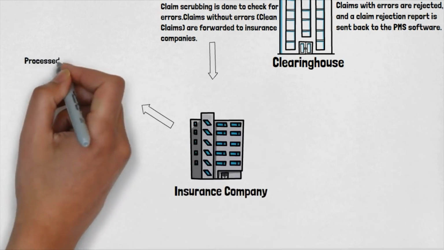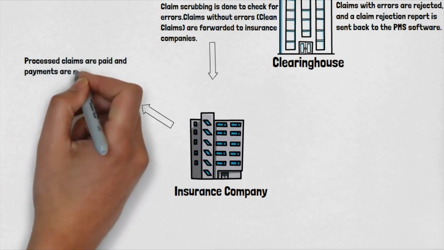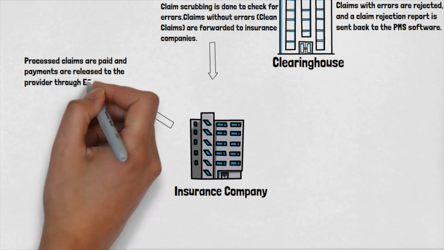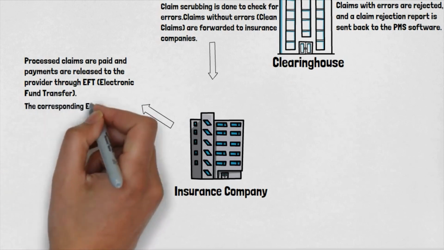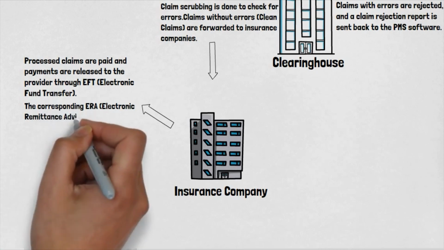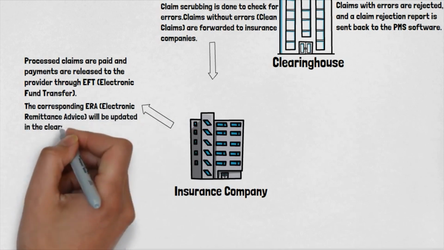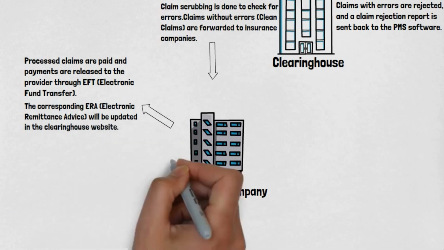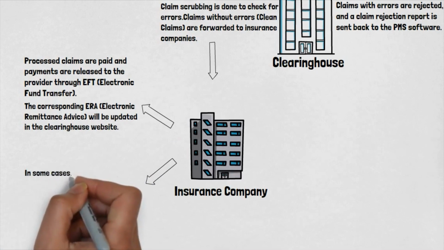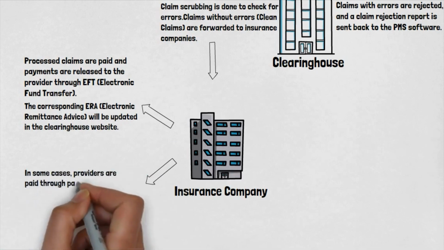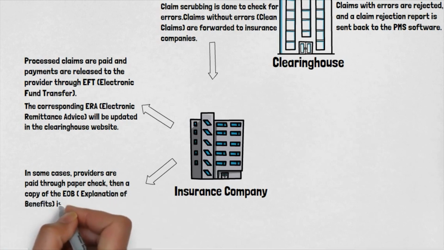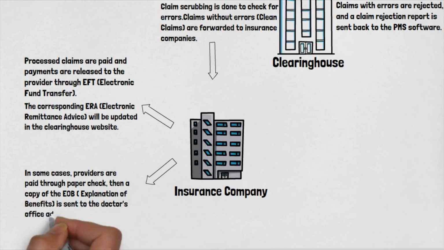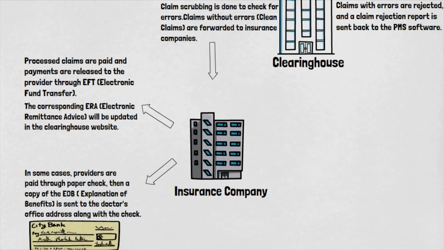Insurance companies, after processing the claims, are going to release payments to the provider through EFT, which is electronic fund transfer. The corresponding ERA, which is electronic remittance advice, will be uploaded or updated in the clearinghouse website. Now, in some scenarios, providers are paid through paper check. Then a copy of the EOB, which is explanation of benefits, is sent to the doctor's office address along with the check.